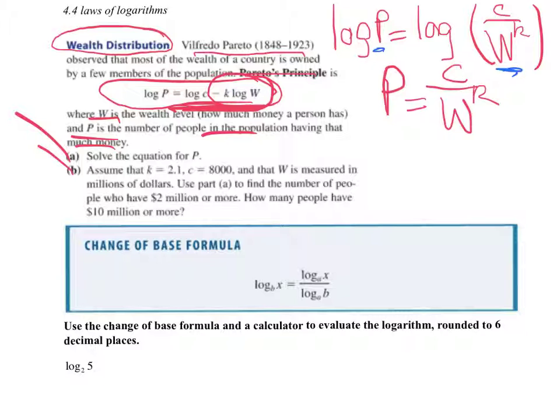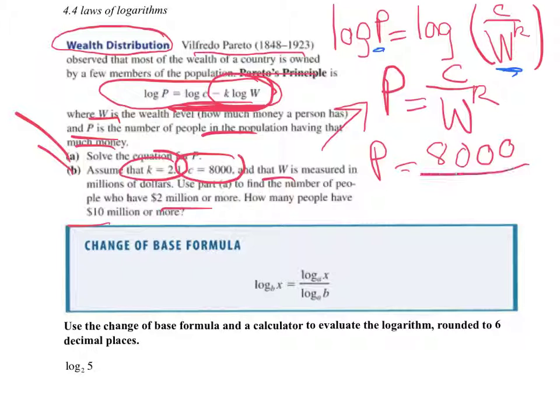In part B, we're to assume that K is 2.1 and C is 8,000, and that W is measured in millions of dollars, and we want to use this result, part A, to find the number of people who have $2 million or more, and then how many people have $10 million or more. Well, $2 million or more is the wealth level in millions, so that means P will equal C, which is 8,000, divided by W, which is 2 for 2 million, to the power K, which is 2.1. So you can work this out on your calculator and see what that number is. And then if you want to answer the second part, how many people have 10 million or more, instead of 2 here, you would just put 10.